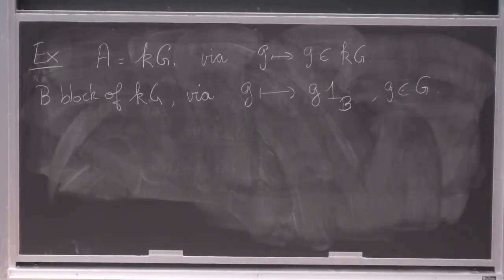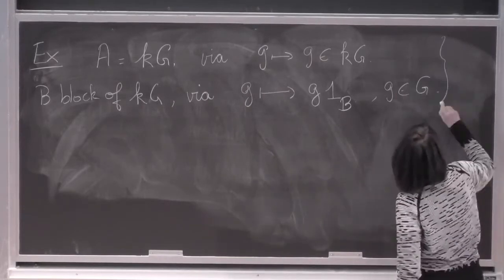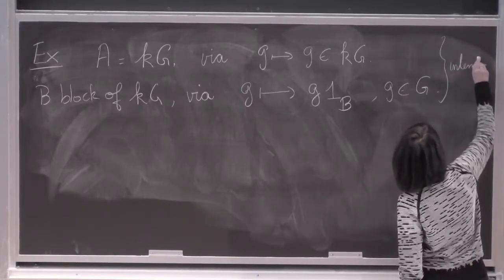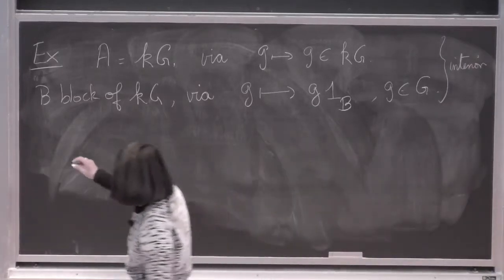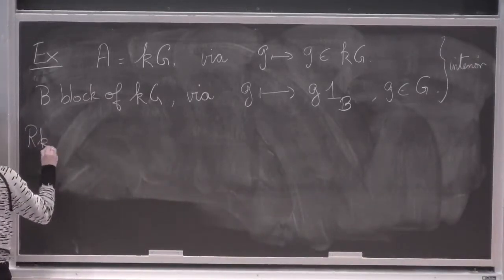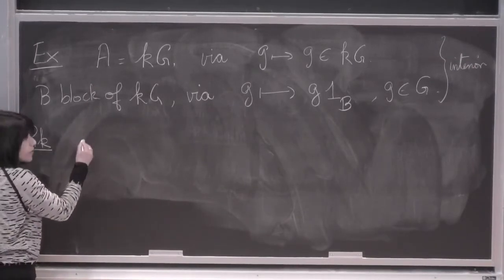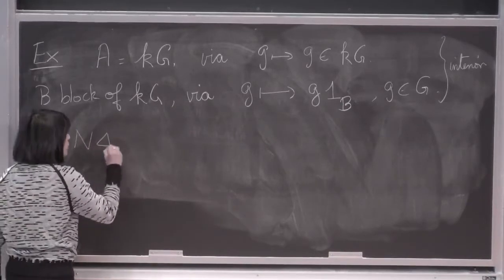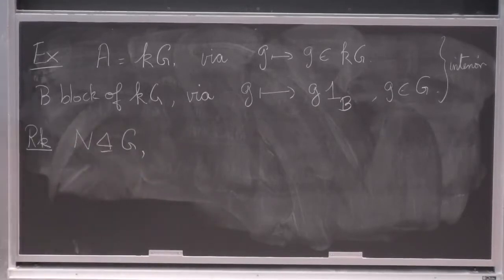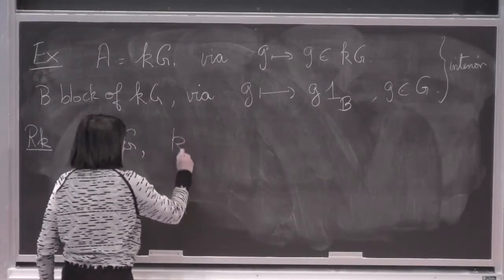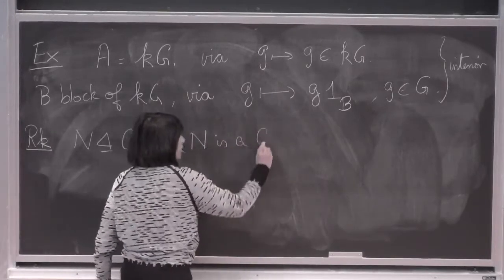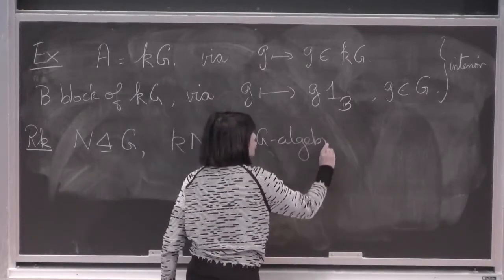Okay, so we have two algebras. These are both interior, and I just want to make a remark, even though I'm not going to be using that very much in my talk, but I think it's useful, that this is a very useful point of view. If you have any normal subgroup N of G, then of course G acts on N by conjugation. Therefore, kN is a G-algebra just via conjugation.